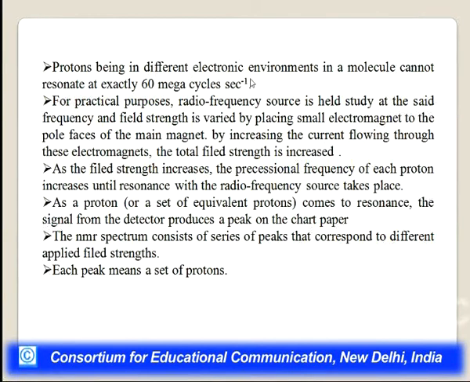Protons being in different electronic environments in a molecule cannot resonate exactly at this frequency. For practical purposes, the radio frequency source is held steady at the set frequency, and the field strength is varied. We have to keep this value fixed, and we are varying the applied field strength by placing small electromagnets at the pole faces of the main magnet, by increasing the current flowing through these electromagnets.